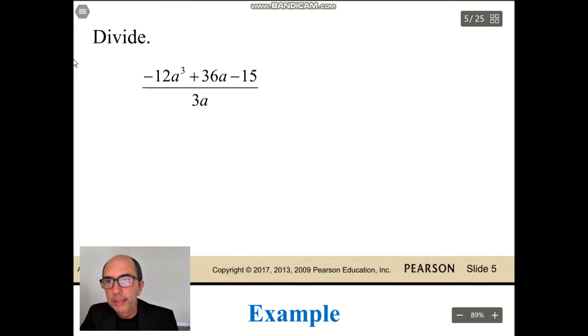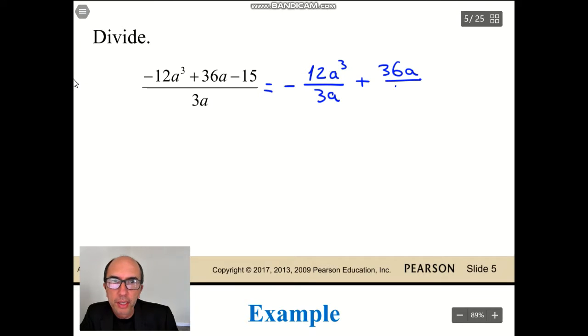We have this example: negative 12a cubed plus 36a minus 15, the whole expression divided by 3a. This is going to be equal to negative 12a cubed, so we separate each term, each monomial, and divide by 3a, plus 36a divided by 3a minus 15 divided by 3a. And then we can simplify.